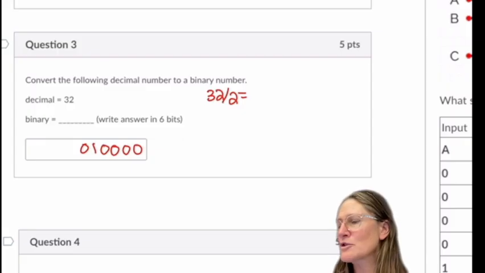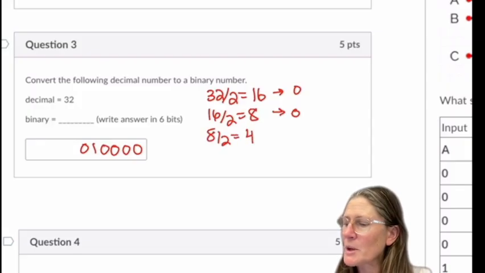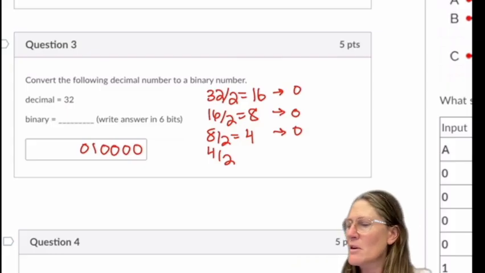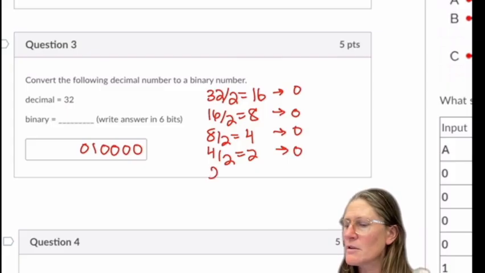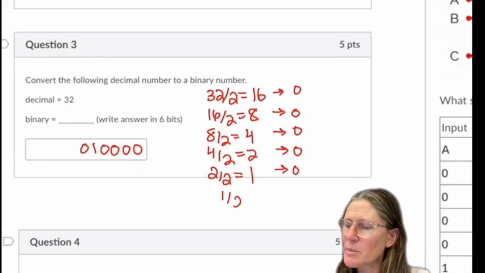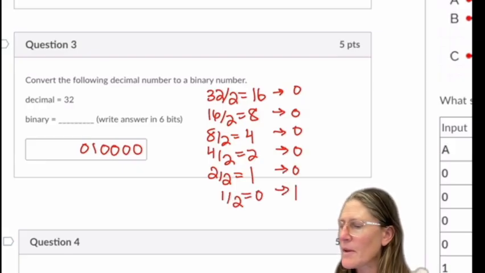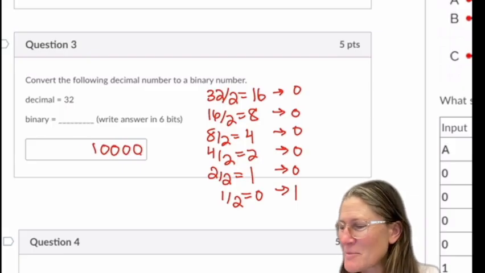So 2 into 32 goes 16, remainder 0. 16 divided by 2, 8, remainder 0. It's 4, remainder 0. 2, remainder 0, and then 1, remainder 0, and then 1 divided by 2 is 0, remainder 1. Oh wait, 1, 2. Sorry, I'm missing one more.